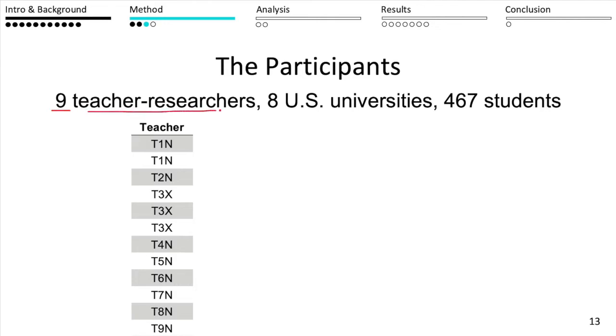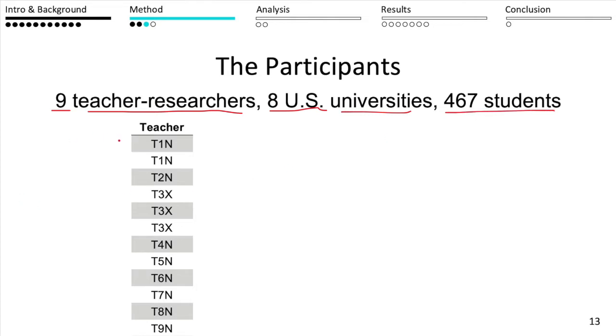We call them teacher researchers in our paper because not only were they teaching, but they were also, much like you, trying to figure out what's the right way to do this. So everything they were doing was sort of a blend of teaching and researching. They were at 8 U.S. universities, and so all told, it involved 467 students.